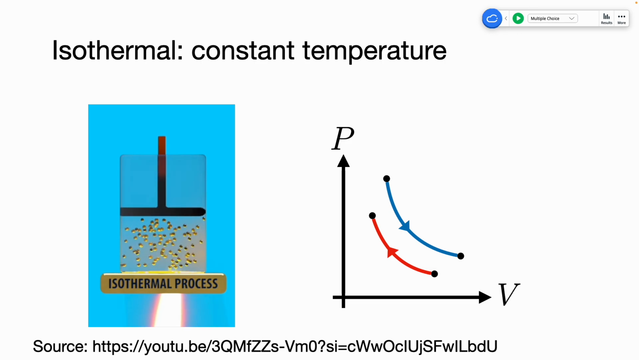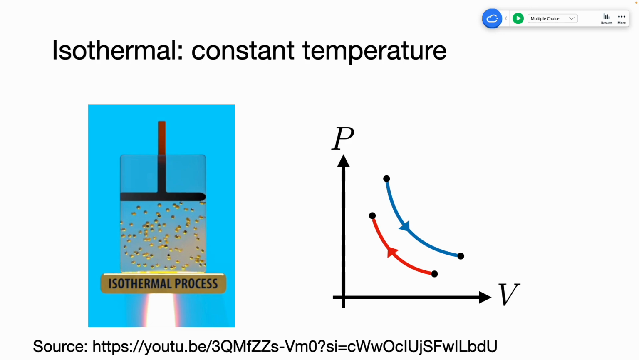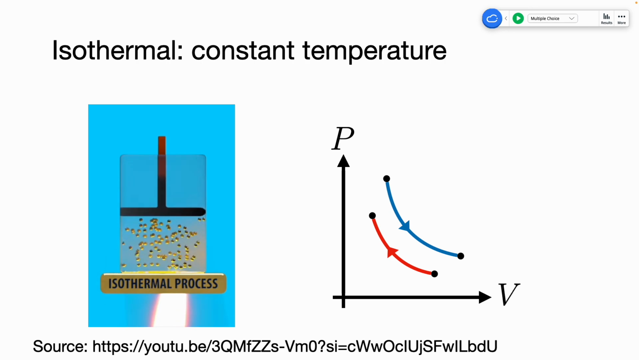Okay? If you maintain the temperature and particle number, increasing volume decreases your pressure, and decreasing volume increases your pressure. Okay? Any questions? So please remember isothermal, constant temperature. Thermal, temperature, easy to remember.